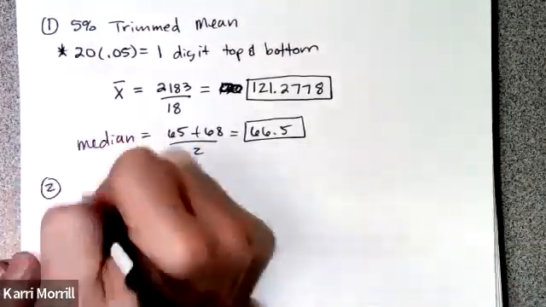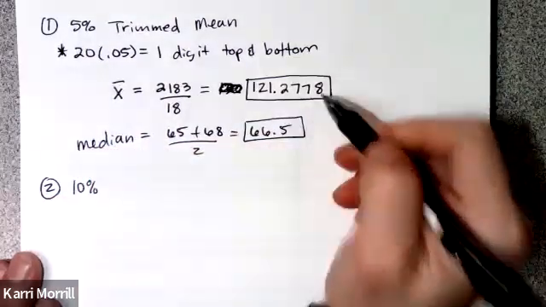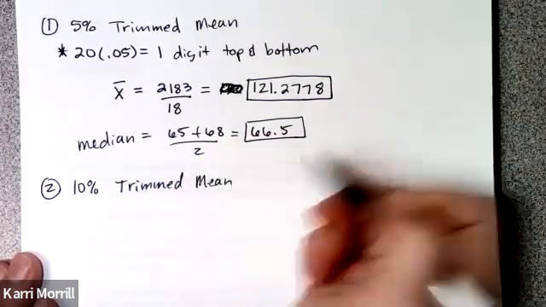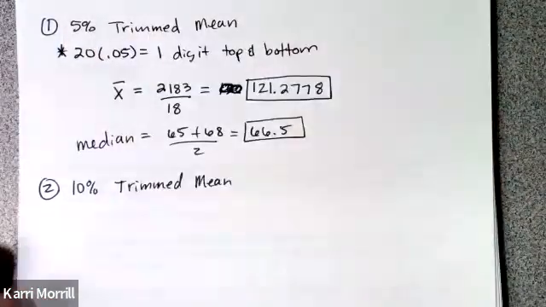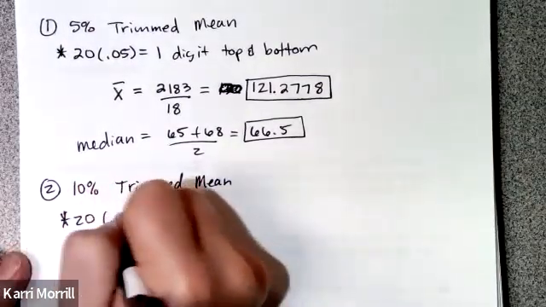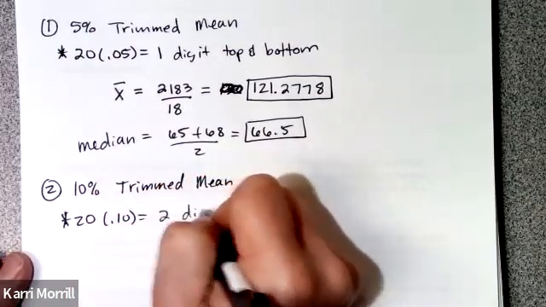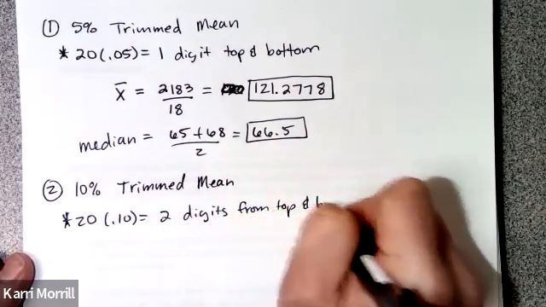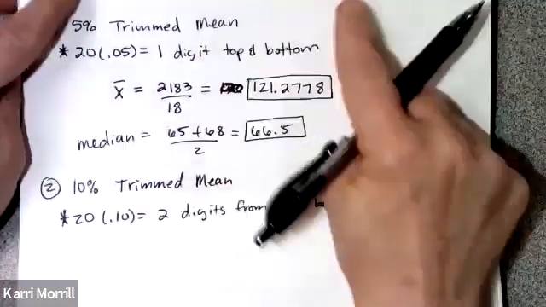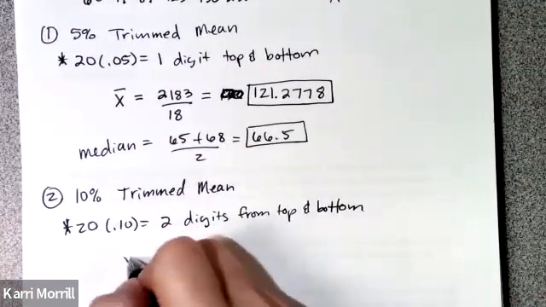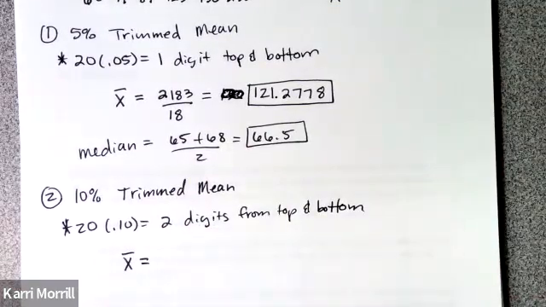Let's see if trimming 10% off kind of helps these 2 numbers get a little bit closer together. So I already know it's going to be trimming 2 off the top and the bottom. I was just jumping to it, but we would take 20 times that 10%, which means we're going to remove 2 digits from the top and the bottom. So we now have 2 digits from the top and bottom X'd out, and we're going to go find our mean. So our X bar, the sample, that was a sample of condos in that area.